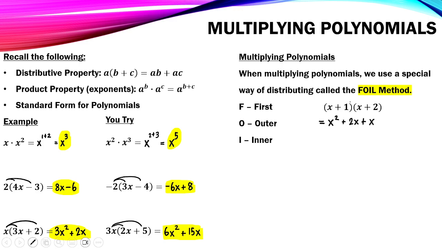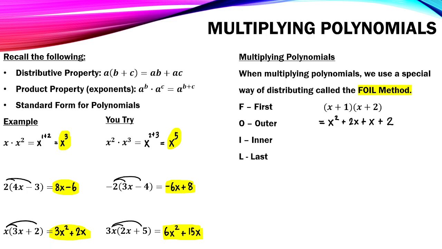And then the last letter L stands for the last. So what that means is look at each polynomial, right? So here's this polynomial, here's this polynomial. Look at the last term for each of those. So if I look at the last term for the first one, that's going to be this positive 1 here, right? And if I look at the last term for the second polynomial, that's going to be the positive 2 here. So if I just multiply those together, 1 times 2, that's going to give me 2. And that's how we use the FOIL method.